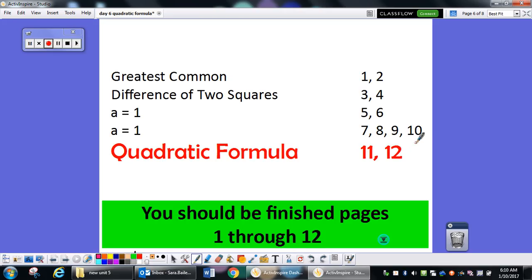So this is pages 11 and 12 in your packet. You need to make sure that by the day of the test you've finished pages 1 through 12. A lot of you will probably finish the quadratic formula early, but you really need to be working on pages 1 through 12.